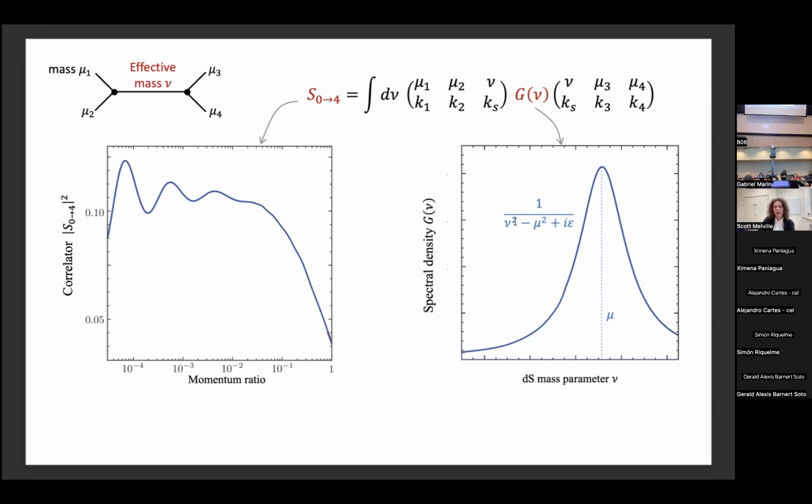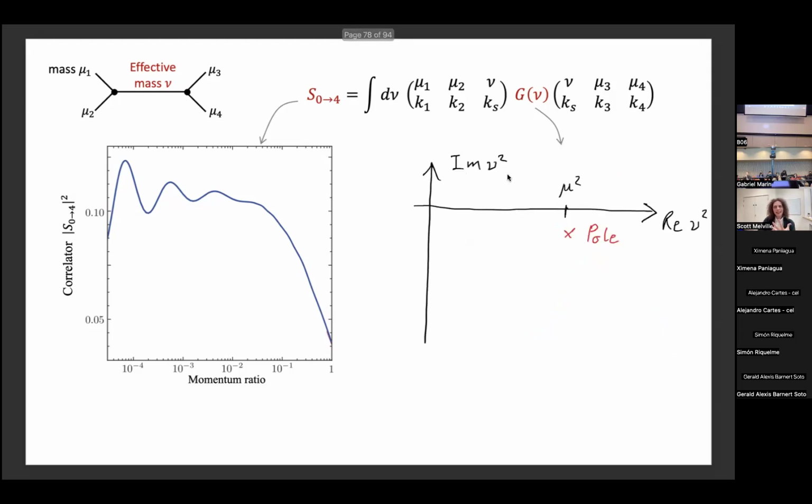Now, what this means is you have a concrete way of seeing these telltale, smoking gun features in the CMB. You have a way of seeing them as singularities, as poles in the complex plane of some effective kinematic parameter nu. If the pole is close to the real axis, it means the spectral density has a bump in it.